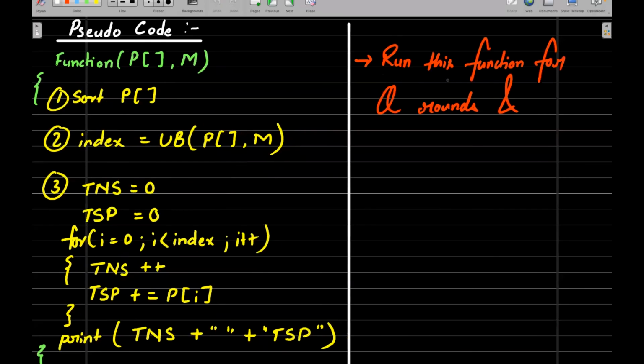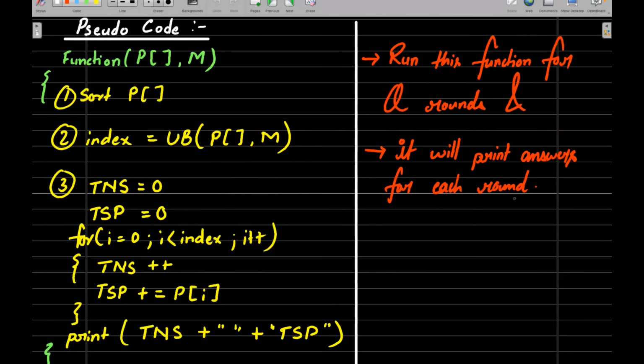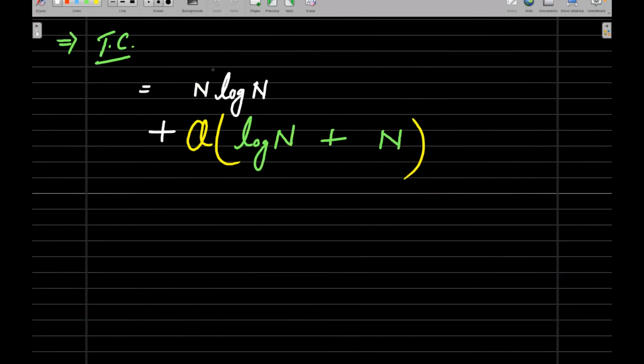Now run this function for q rounds, because for each round we need to find it. So we will run this function for q rounds, and it will print answers for each round. We are okay till here, right? Now let's move to the time complexity part.